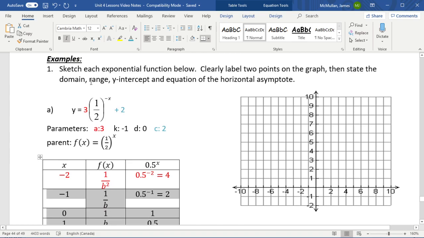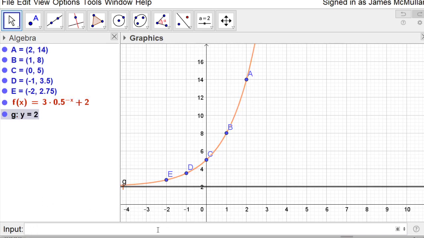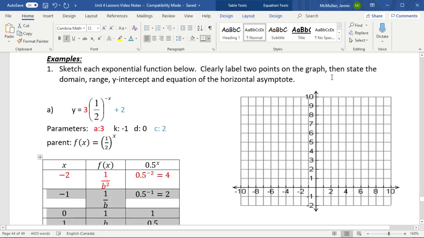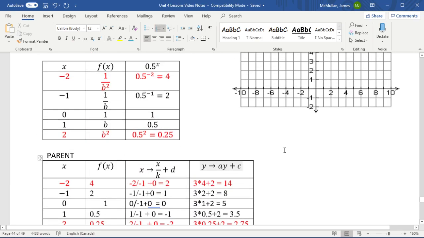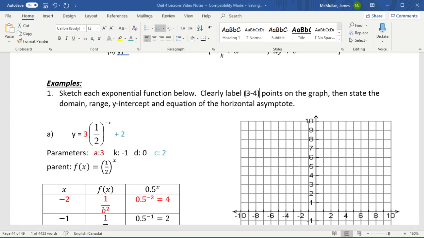Okay. Now it says we're supposed to sketch, so we've done that. We know the 5 points it goes through, and we can sketch it. We know the asymptote is y equals 2. Again, that comes from the fact that the c value is 2. So let's write down what we know here. So what we're supposed to do is clearly label 2 points on the graph. Okay, well, I don't think 2 is enough. I think you need more than that. Let's change this to 3 to 4 points on the graph. Then state the domain, range, y-intercept, and equation of the horizontal asymptote.